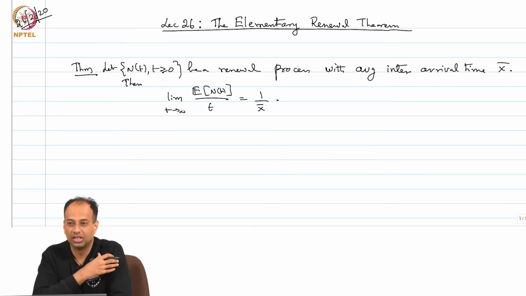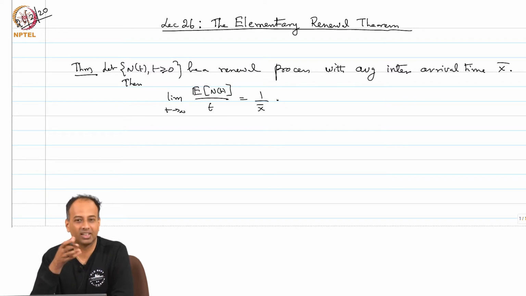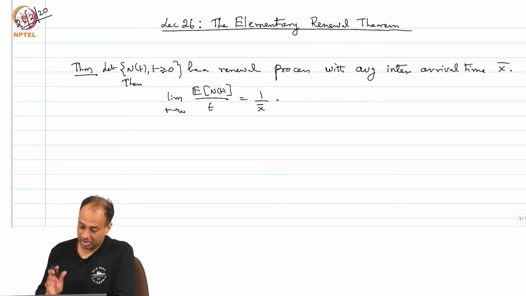Proving this involves stopping times and Wald's equality in a crucial way. We have already said that this elementary renewal theorem is not a direct consequence in any way of the strong law. N(t) over t of course almost surely converges to 1 over x bar, but if you take expectation there is no guarantee that it will converge to 1 over x bar, right. MCT and DCT do not apply, you cannot apply monotone convergence or dominated convergence. But there is a route through Wald's equality.